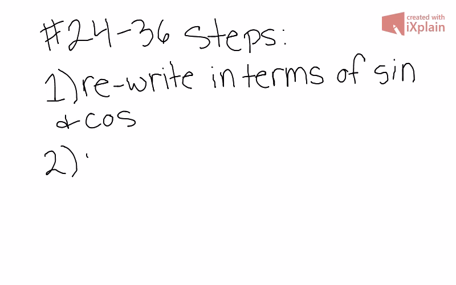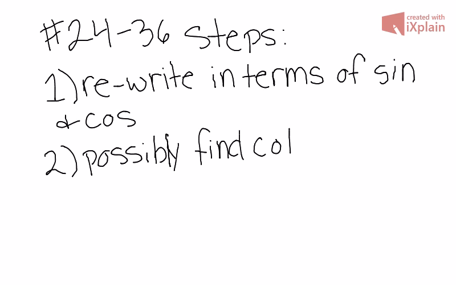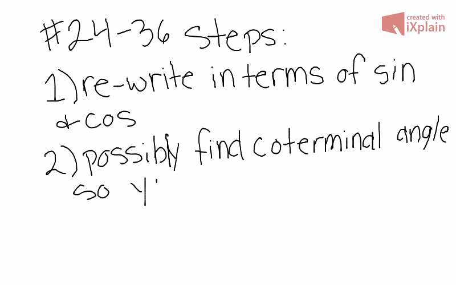And the second step, possibly we'll have to find a coterminal angle, right? We'll have to find something that is pretty much the exact same angle, but is between 0 and 360, so we can use our unit circle. So possibly find a coterminal angle, right? That way we can use our unit circle. All right.